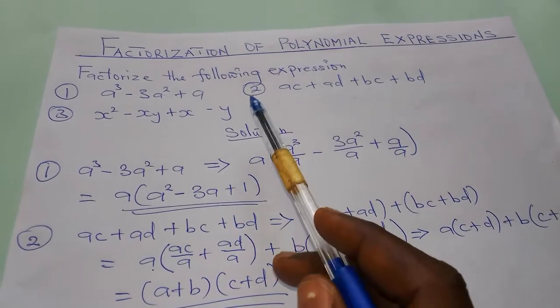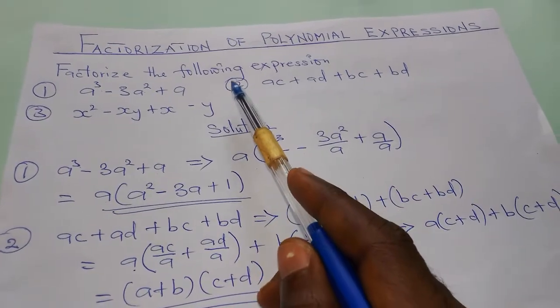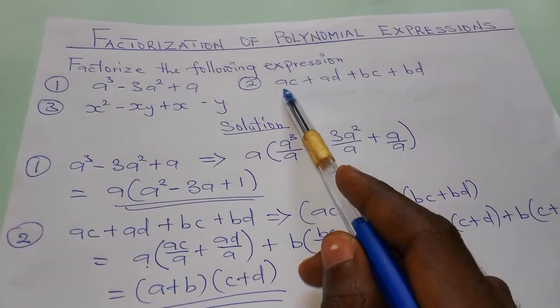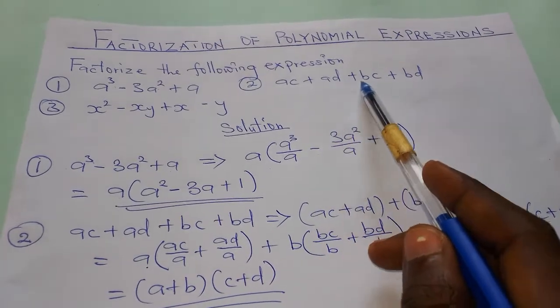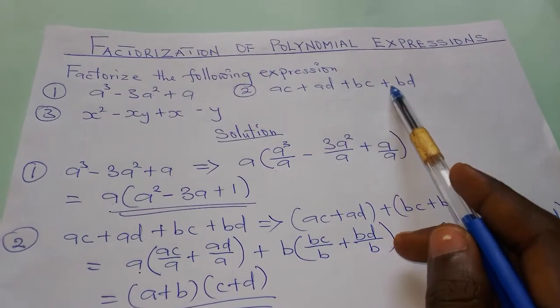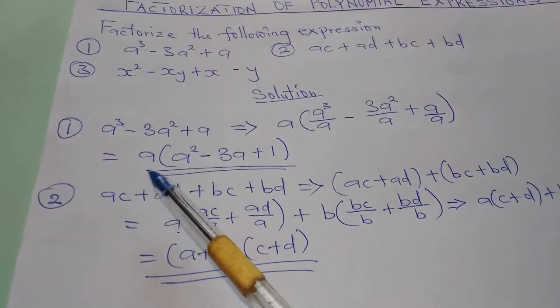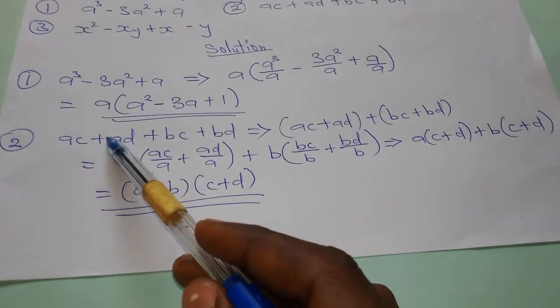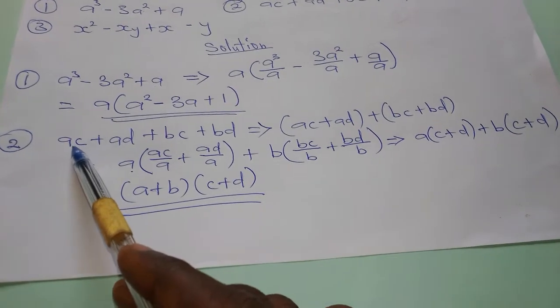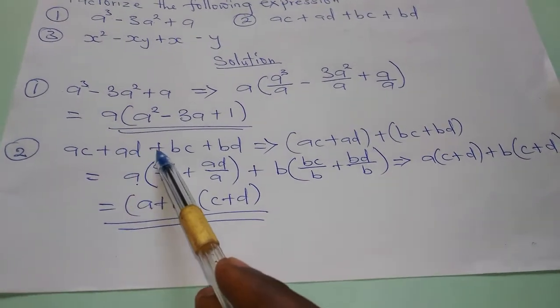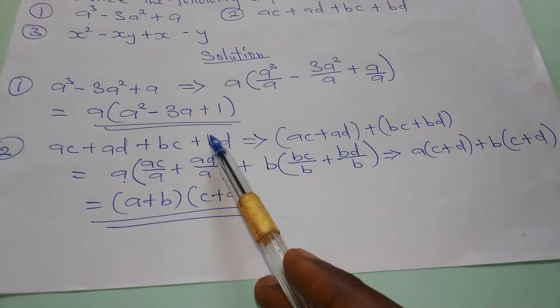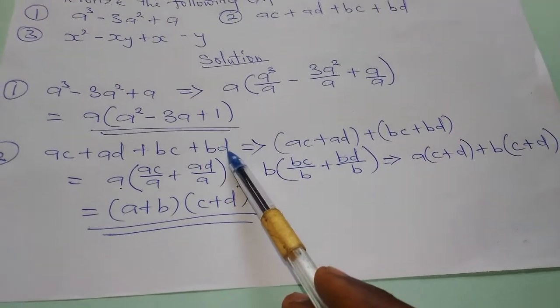Alright, now let's take question number 2. Question number 2 says factorize AC plus AD plus BC plus BD. Now let's factorize that expression. So we have AC plus AD plus BC plus BD.